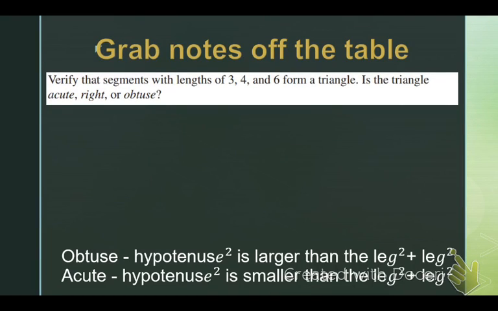This is review. Verify that the segment lengths 3, 4, and 6 form a triangle. Is the triangle acute, right, or obtuse? First off, with a raised hand, can anybody tell me how we verified lengths formed a triangle?